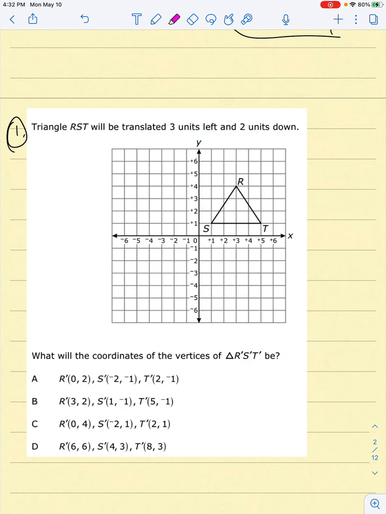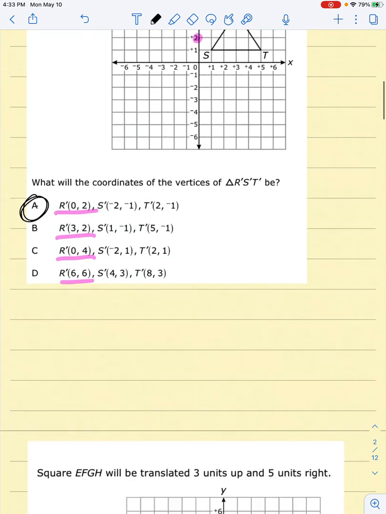So the first thing I noticed, because we want to work smarter, I noticed that all of the R prime values in my choices are different. So I'm just going to move my R. It says go 3 units left, so there's 1, 2, 3, and then 2 units down, 1, 2. And so when I move that, I move to 0, 2. So when I look at that, the only choice that has R prime, remember that's after we move it, at 0, 2 is choice A.